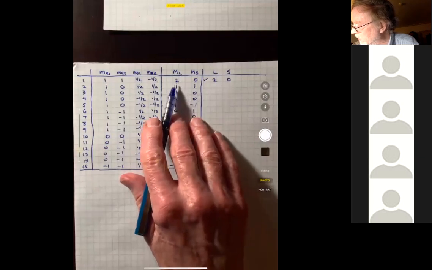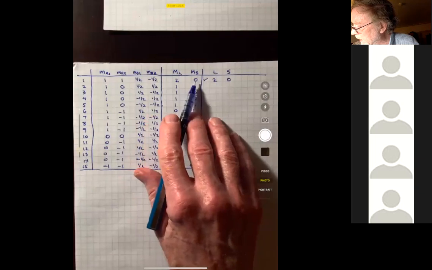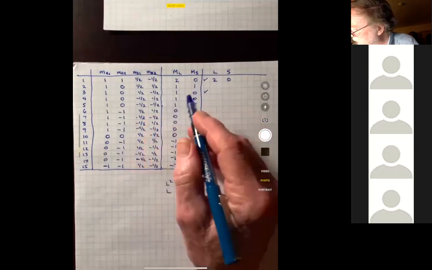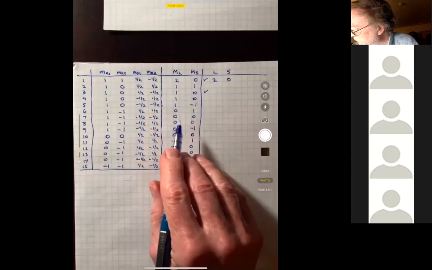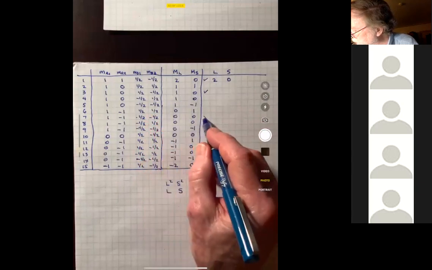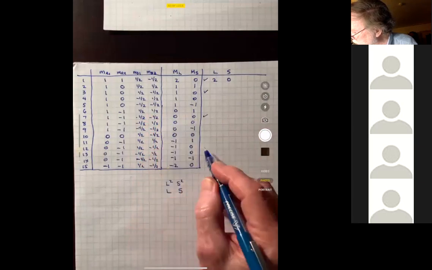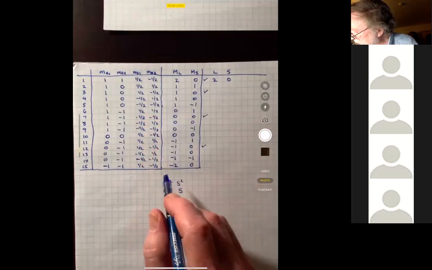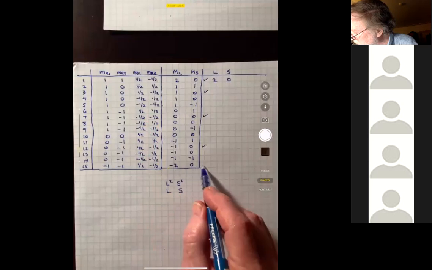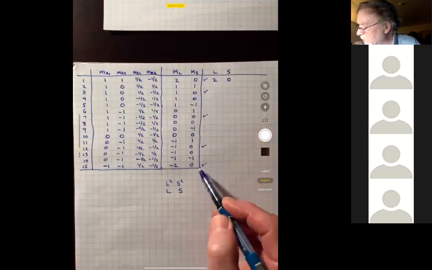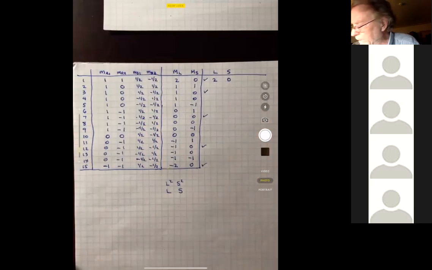Let's do that. If we lower it once, we get a 1 0 state. Well, here's a 1 0 Slater determinant. Let's check that off. Then lowering it again, we get a 0 0 state. Here's a 0 0 Slater determinant. Let's check that off. Lowering again, we get a minus 1 0. Here's one of those. Let's check that off. And lowering again, we get a minus 2 0, we check that off. So this gives us these 5 states which belong to that multiplet.